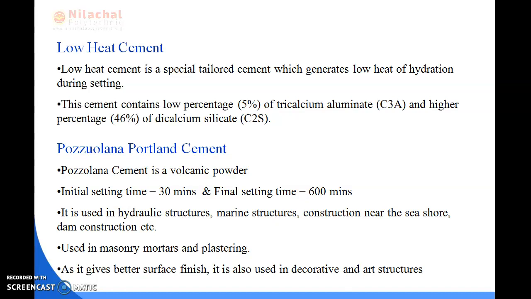Next, we will be dealing with Pozzolana Portland cement, as this is one of the most commonly used cements, and nowadays also we are using it. In Pozzolana Portland cement, the initial setting time is 30 minutes and the final setting time is 600 minutes. It is used in hydraulic structures, marine structures, construction near the seashore, and dams. It is used in masonry mortars and plastering. As it gives a better surface finish, it is also used in decorative and art structures.